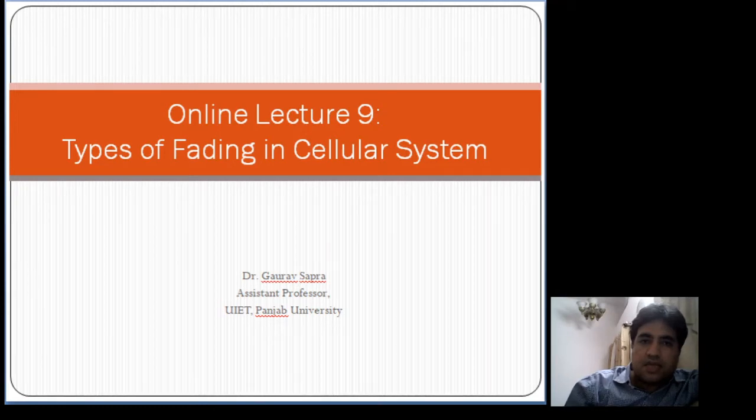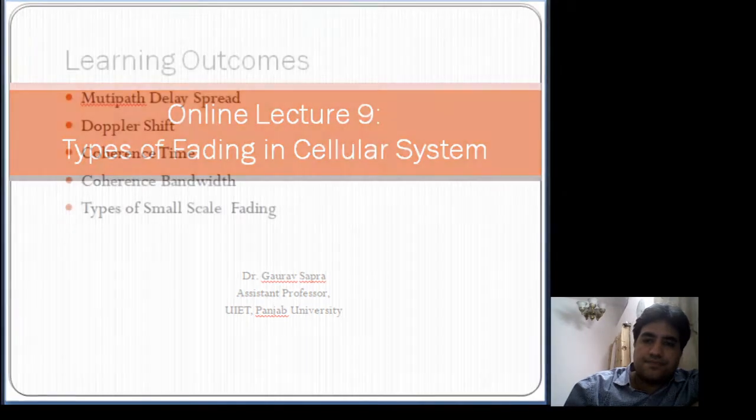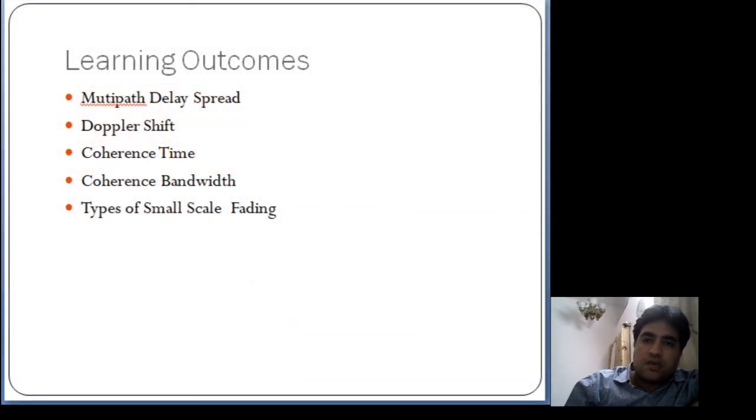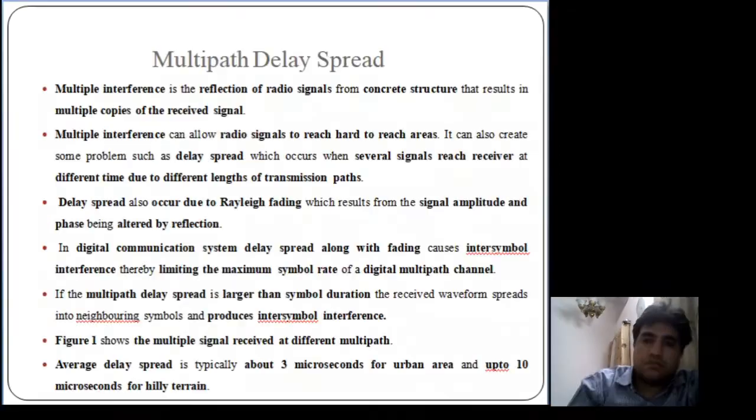Today we'll cover a lecture on types of fading in cellular system. So the learning outcome from this lecture is what is multipath delay spread, what is Doppler shift, what is coherence time, what is coherence bandwidth, and what are the different types of small scale fading.